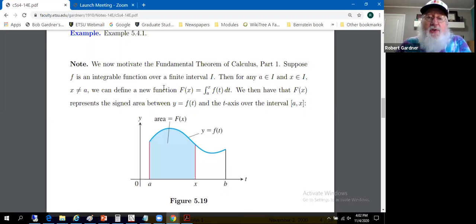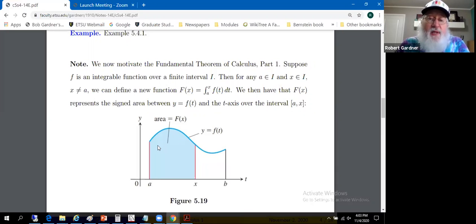Suppose function f is integrable over a finite interval I. So here's function f, lowercase f. We're going to have two functions, lowercase f and capital F. The blue function is f of t, lowercase f. For any a in this interval, so we're looking at the interval from a to b in the picture, and any x in that interval, as long as x and a are different, we can define a new function. Capital F of x equals the definite integral from a to x of f of t dt.